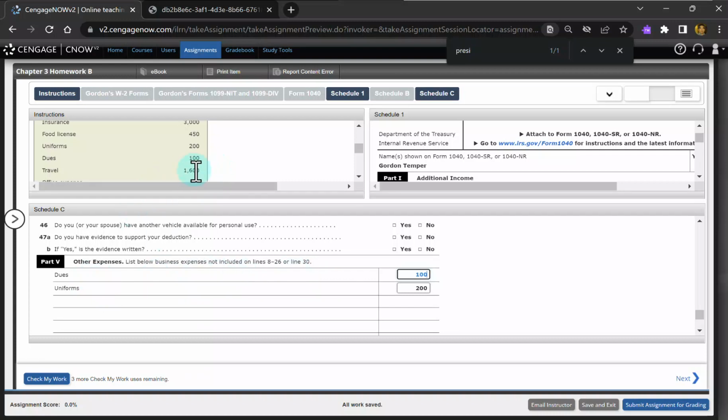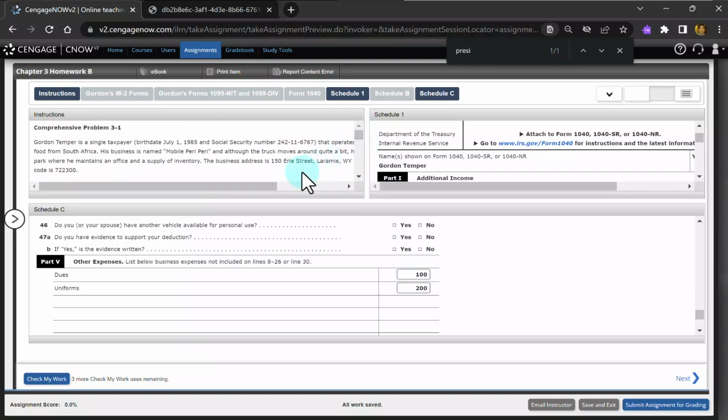Okay, the tricky one again is the travel. We're told here 1,600. So let's go back and look at the description again for the travel.